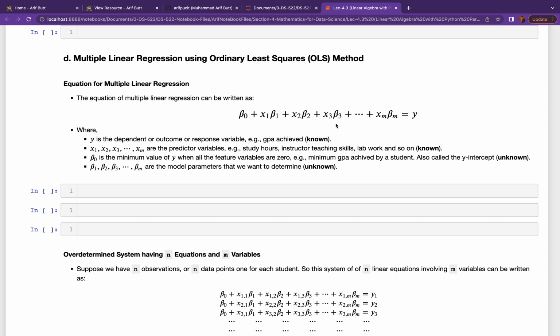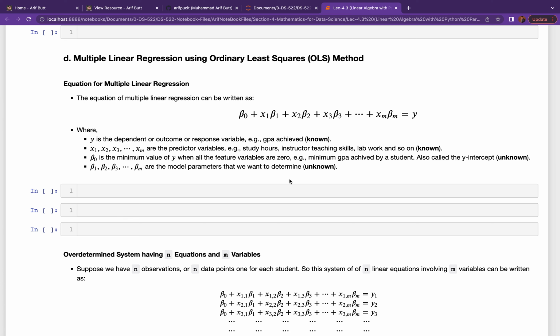These x1, x2, x3, so on to xm are the input or predictor variables like study hours, instructor teaching skill, lab work conducted, and so on. This beta 0 is the minimum value of GPA that a student will get even if he or she doesn't study at all and all the features are 0. Beta 1, beta 2, beta 3, so on to beta m are the model parameters that we want to learn.